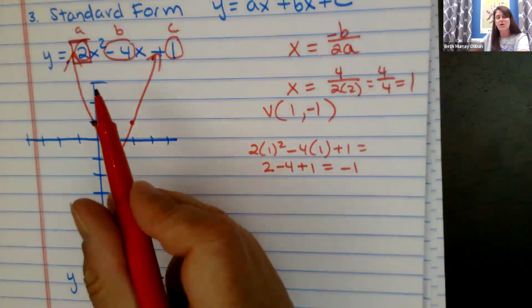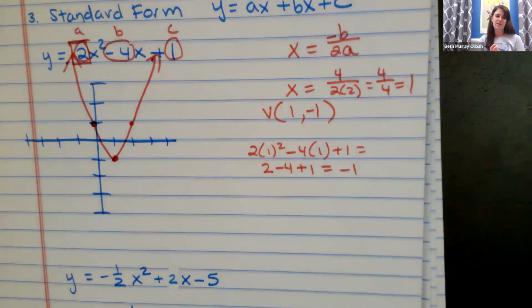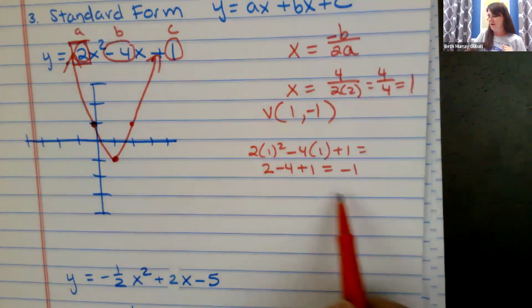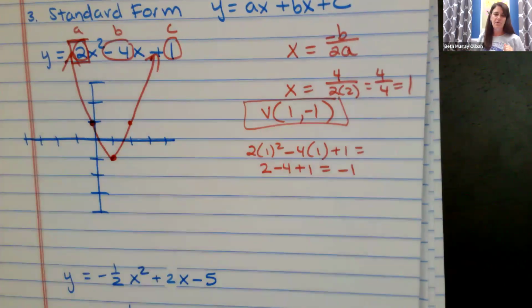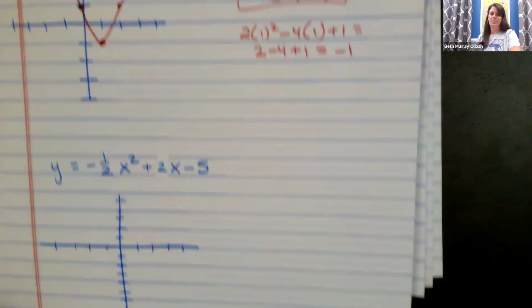So again, if you're comfortable with what that first number means, the 2 means we go over 1 up 2, over 2 up 8, because that's double what we normally do. Then all you need is to find the vertex using the formula, and then you're good to go. So let's try one more.